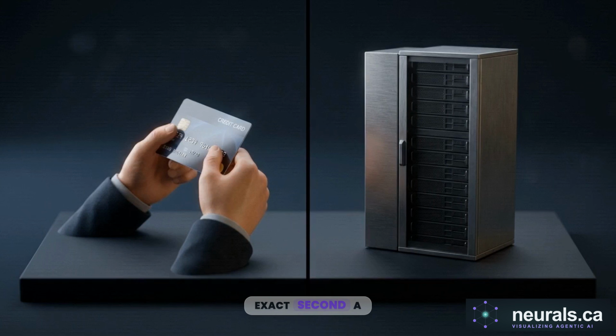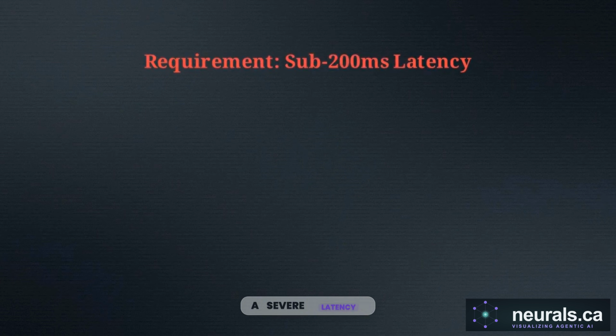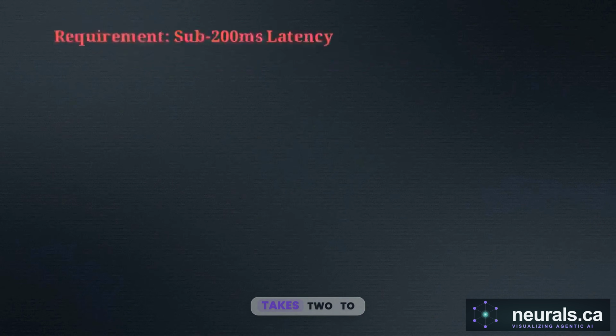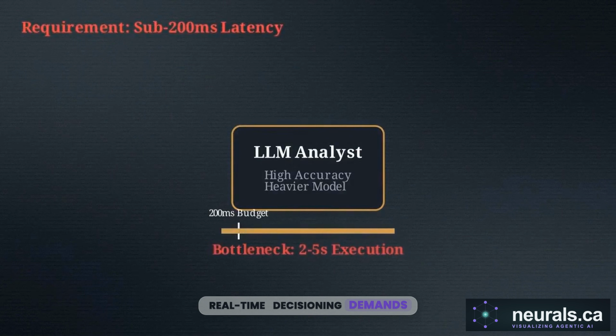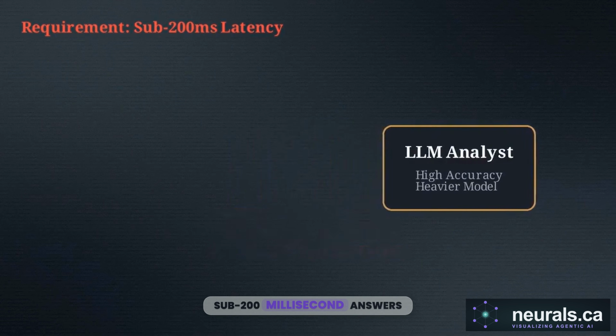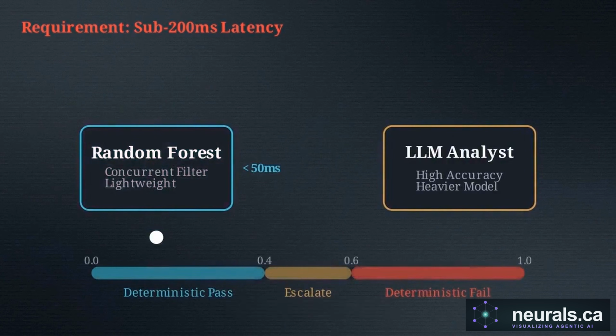This exact second, a stalled API call in the middle of a high-stakes financial transaction, is where textbook AI theory crashes into the chaotic reality of production environments. E-commerce workflows have a severe latency constraint. An LLM takes 2 to 5 seconds, but real-time decisioning demands sub-200 millisecond answers. The fix is running a lightweight random forest model concurrently.